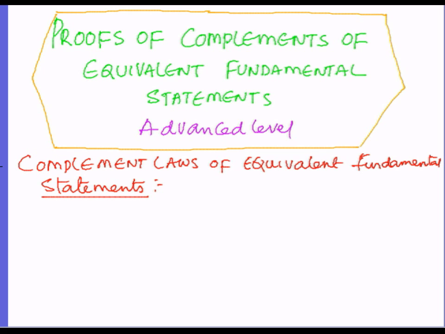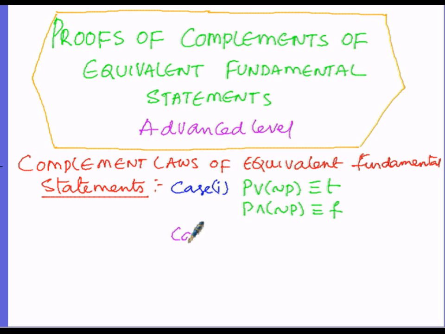Under case number 1 we are going to prove the first two, that is P or negation P is identically equal to T, and the second one as P and negation P is identically equal to F. Whereas under case number 2 we are going to prove the complement laws: negation of negation P is identically equal to P, negation of T is identically equal to F, and the third one, negation of F is identically equal to T.